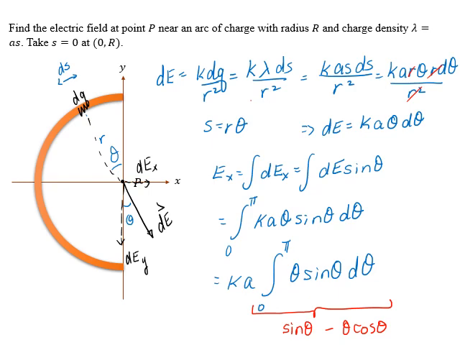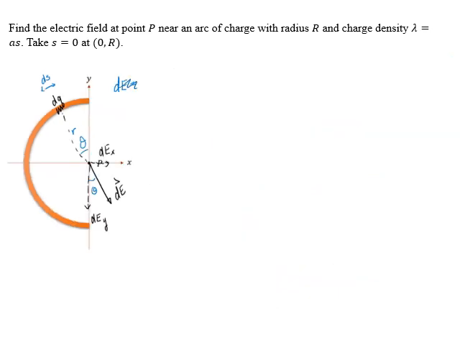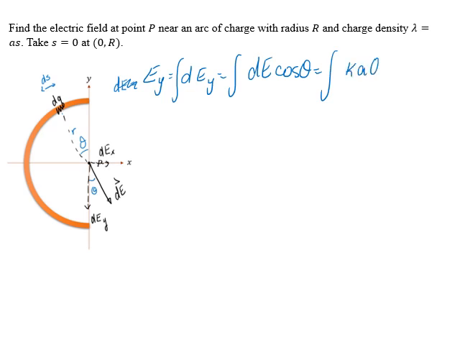We'll also walk through the y component. Our y component now is adjacent to our angle, so Ey is the integral of dEy, which is the integral of dE times cosine theta, which is the integral of k times a times theta times cosine theta d theta.